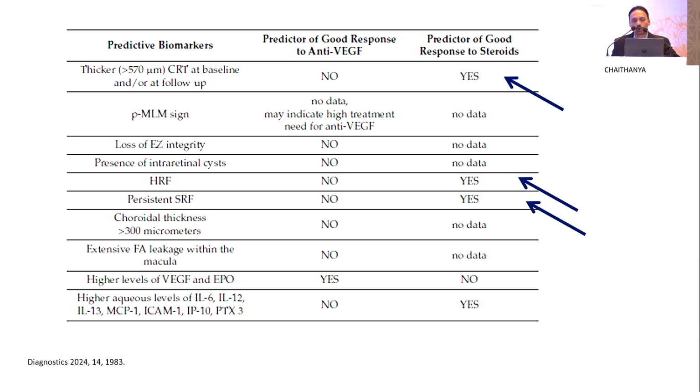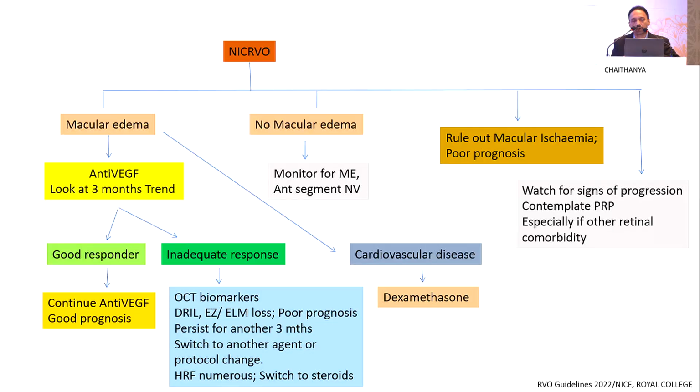Also, there are biomarker indicators which tell us that some of these may respond better to steroids, like presence of a thicker CFT at baseline, or presence of hyperreflective foci or persistent subretinal fluid. All these are prognostic markers which tell us that steroids may be better than anti-VEGF. So they will tell you when to switch to steroids.